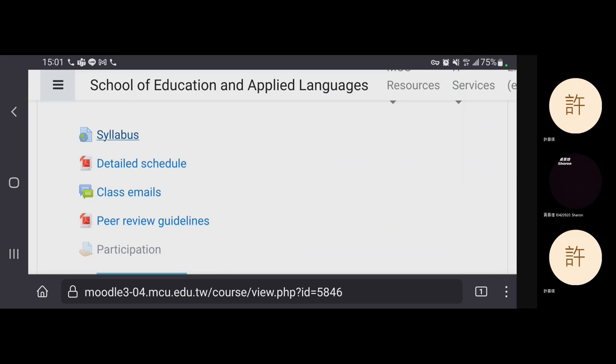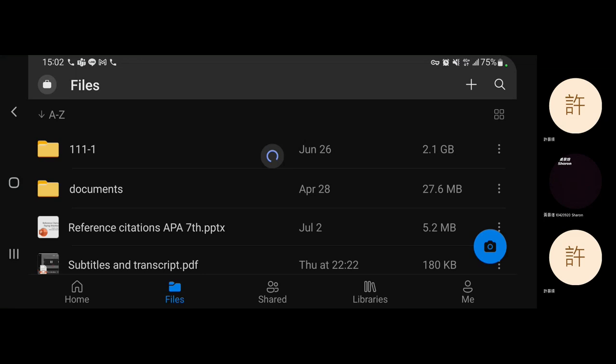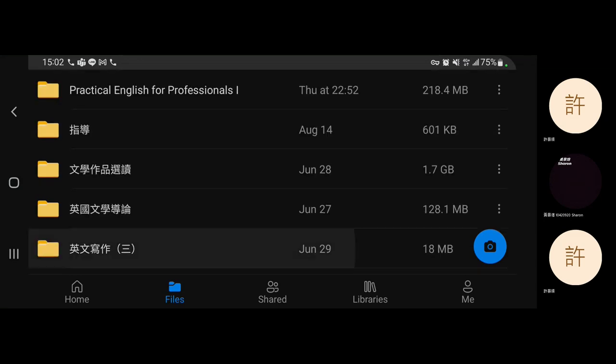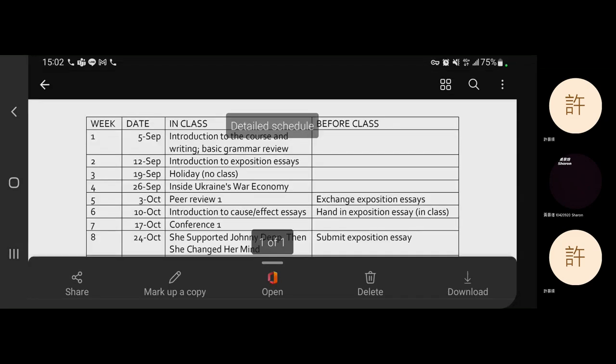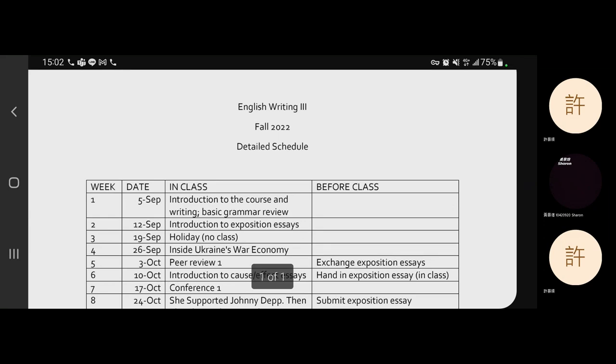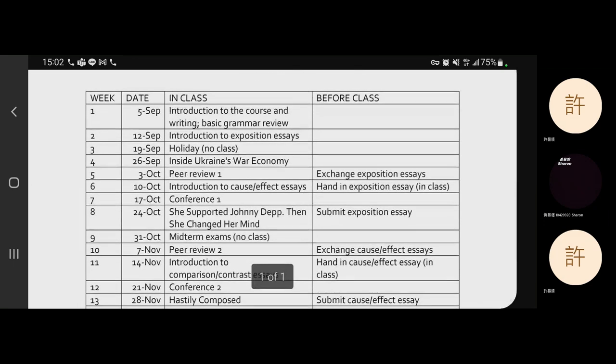Let's take a look at the detailed schedule. Hang on, where did I put the schedule? Detailed schedule. So this is what we're going to do week by week. Week one today, introduction to the course and writing and basic grammar review. So I'm introducing the course now. After we finish with this, I will talk about English writing. And for the rest of today, we will do a basic grammar review.